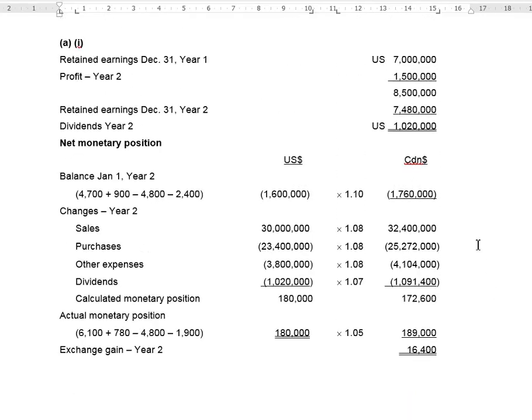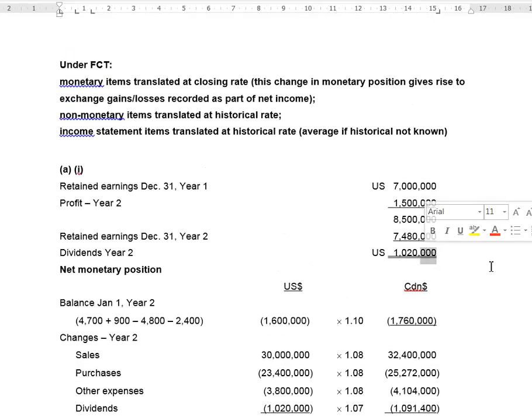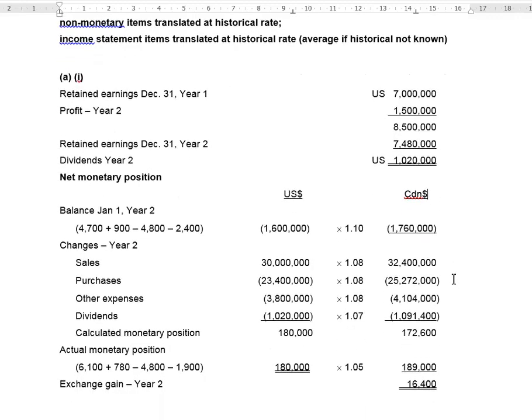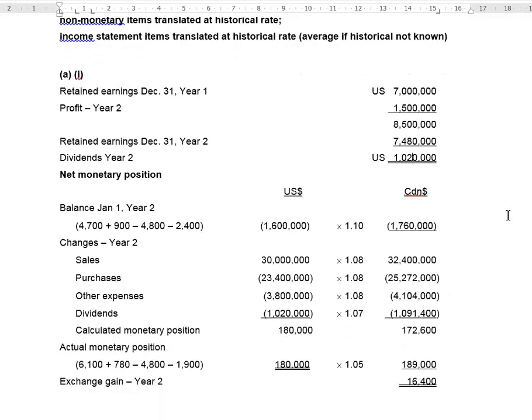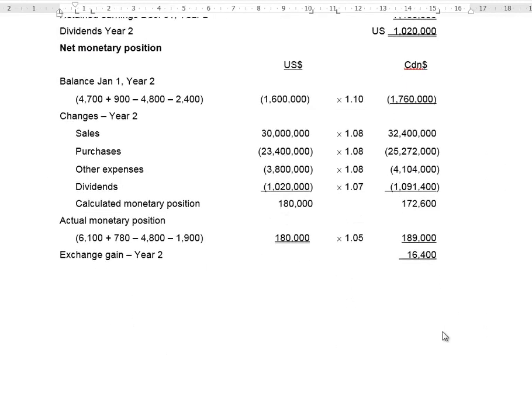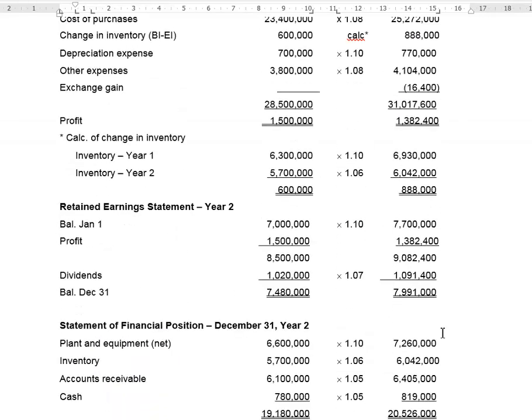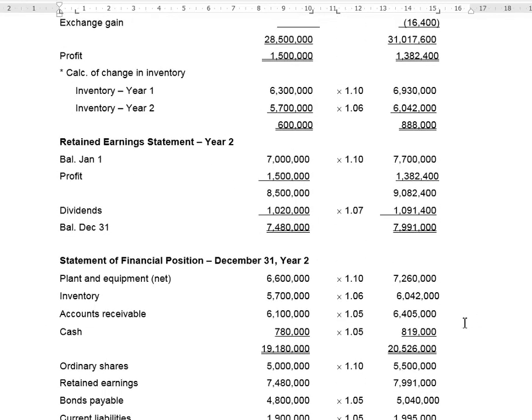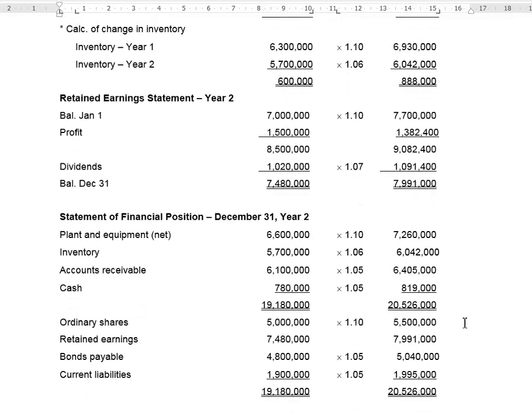back up here, right? When we were trying to figure out a number for our translated exchange gain or loss amount, we took the US amount and translated it at 1.07, and we got 1,091,400. So we're putting that in here to give us an ending retained earnings balance of 7,991,000. So now we can go ahead and do our statement of financial position.